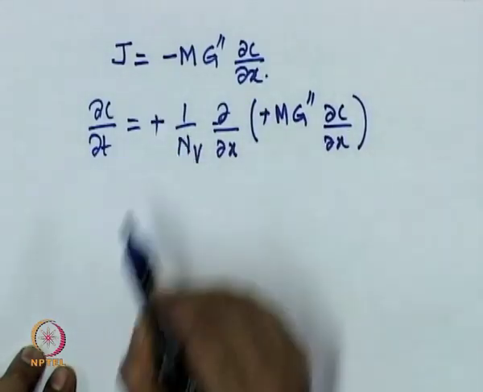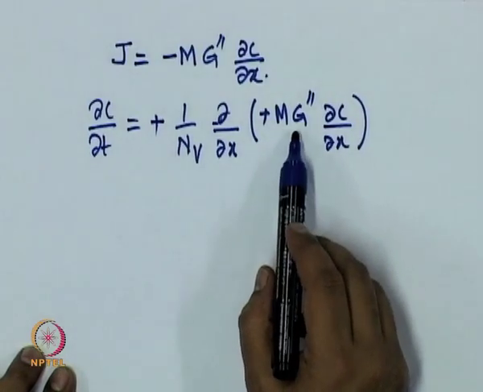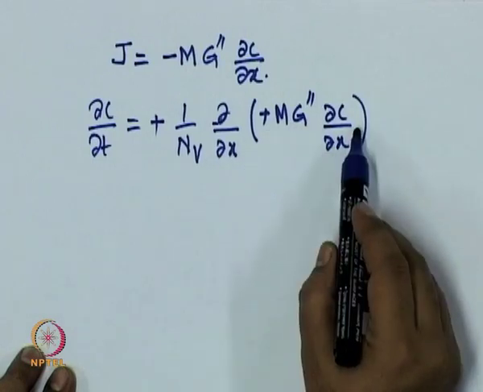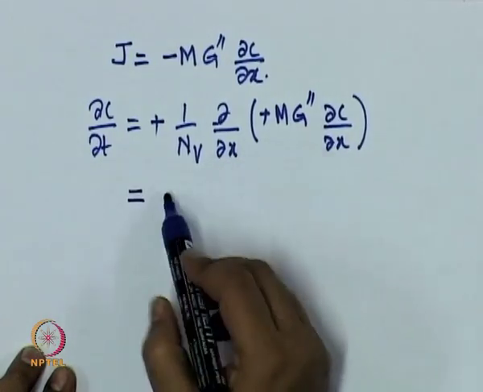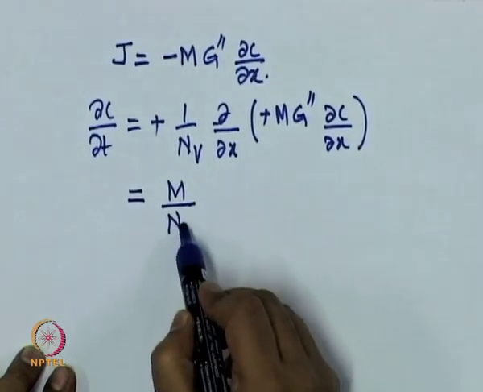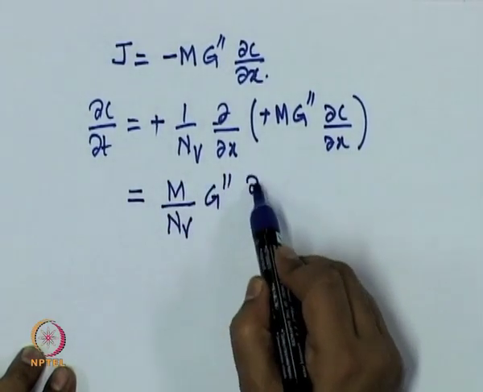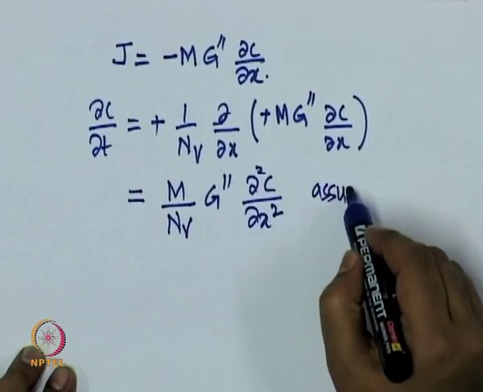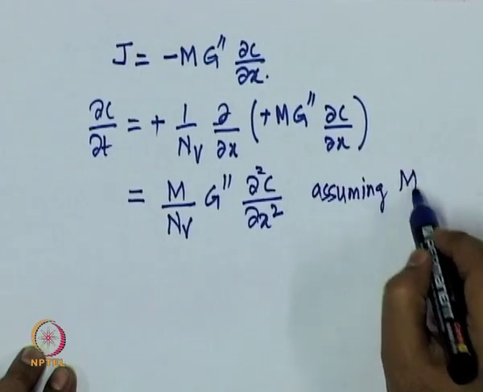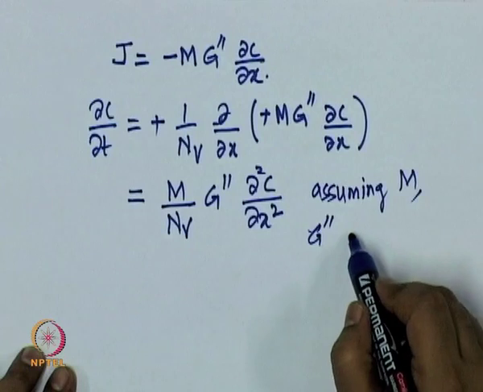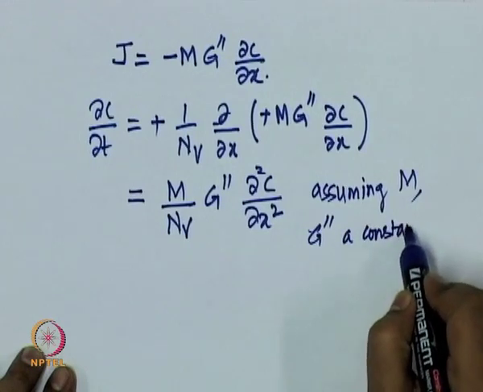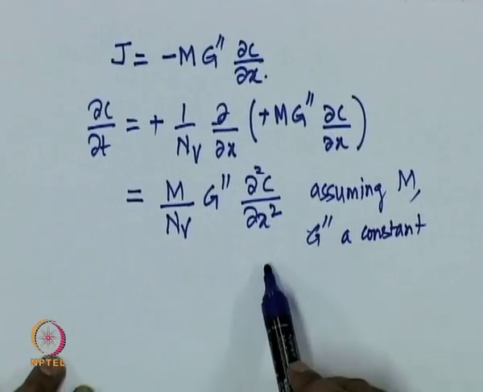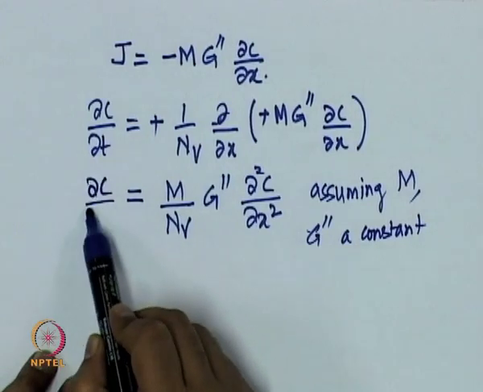So, minus and minus is going to become plus. I am going to assume that M and g'' are constant, because I am going to take this ∂/∂x here. If I assume that they are constant, then I get M by N_V g'' ∂²c/∂x². Assuming, this is very important, the mobility M and the g'' are constant. What is g''? This is the curvature of the free energy versus concentration diagram. So, this is ∂c/∂t.